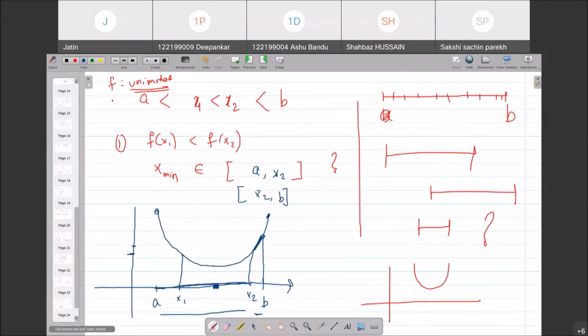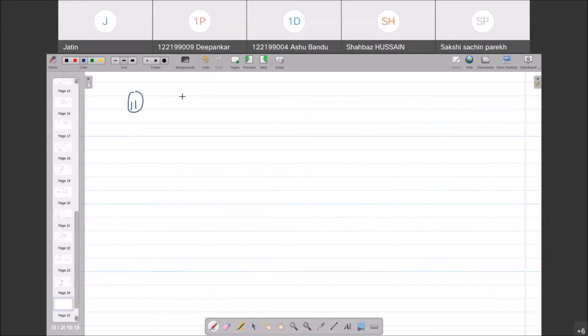So when you have a unimodal function where x1 is less than x2 and the function also keeps the same inequality, then you can concentrate on the interval a comma x2. Instead of concentrating on a comma b, we concentrate on a comma x2. That's how we reduce the interval. Suppose we have x1 less than x2, and suppose we have f of x1 greater than f of x2. Then the question is where the minimum value will lie.